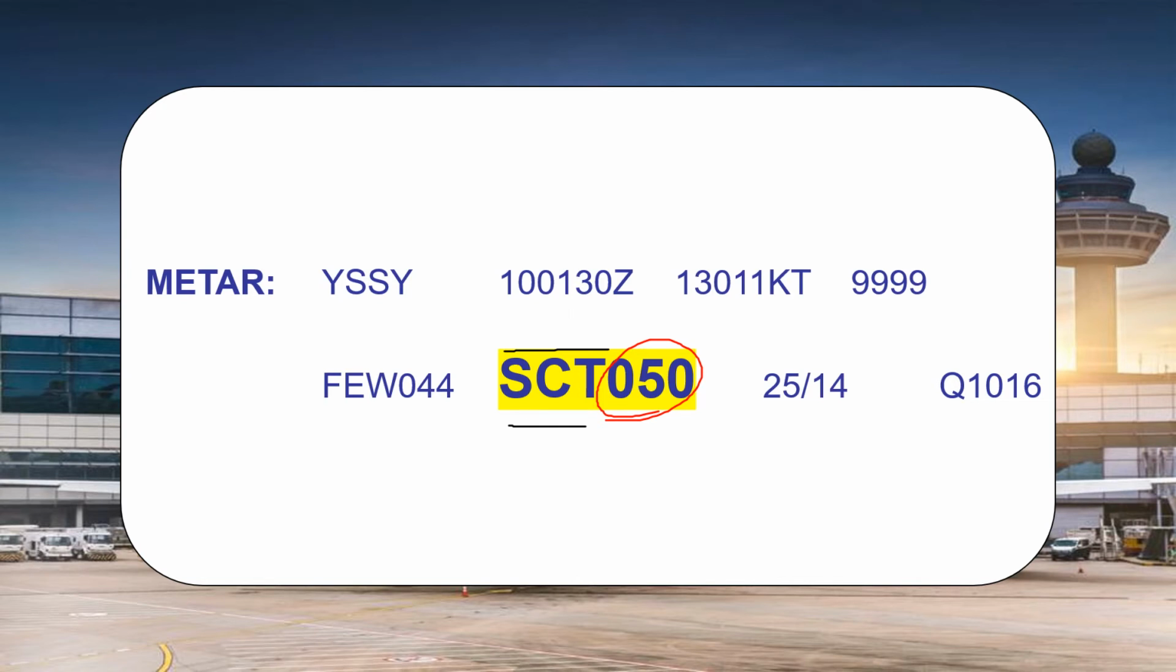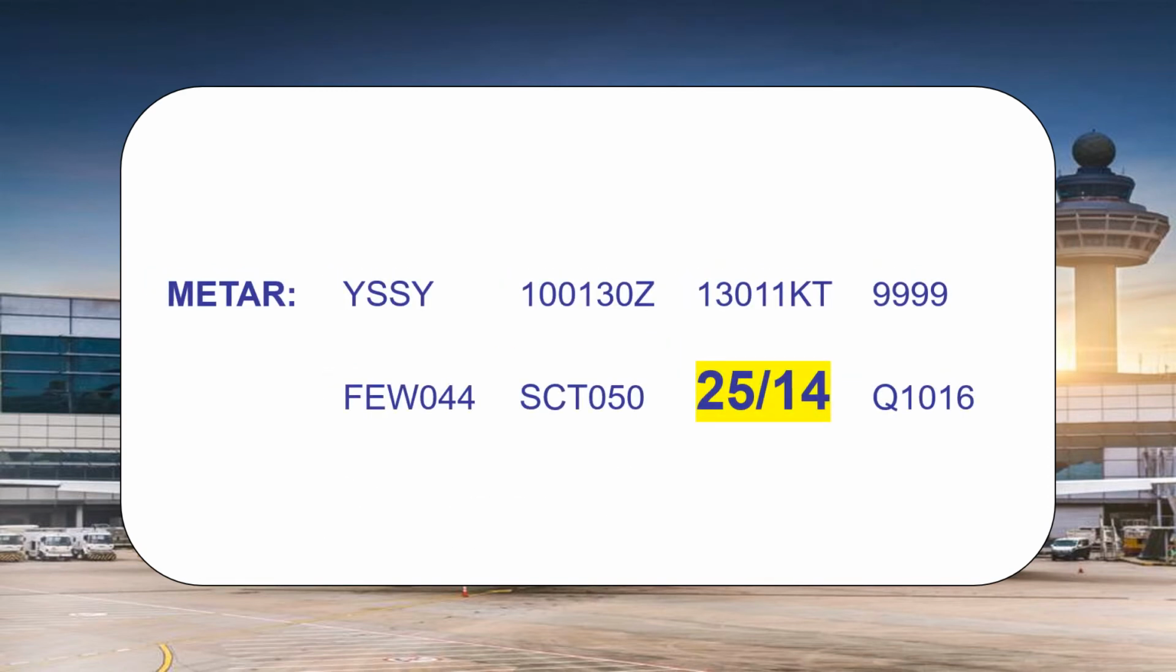Okay, so remember, to find the altitude, we add a couple zeros to the end. So that gives us 5,000 feet above sea level. So our second cloud layer, which happens to be our top cloud layer as well, is scattered at 5,000 feet.